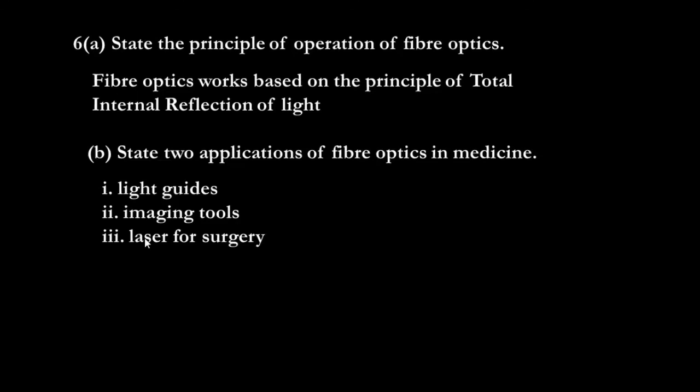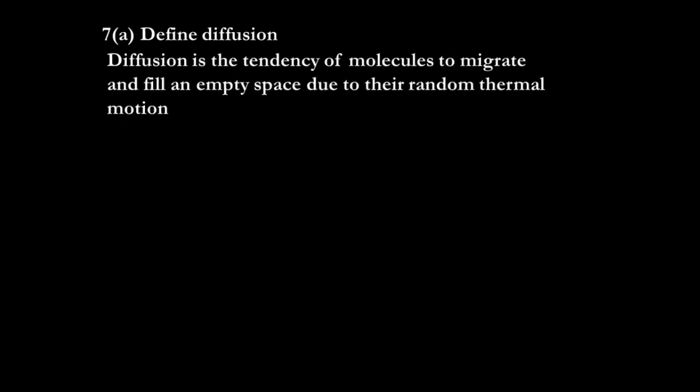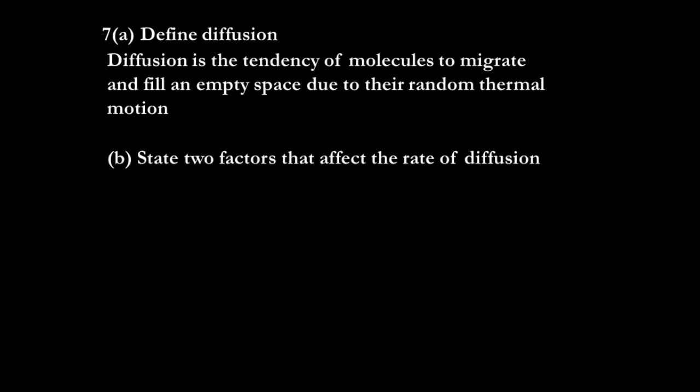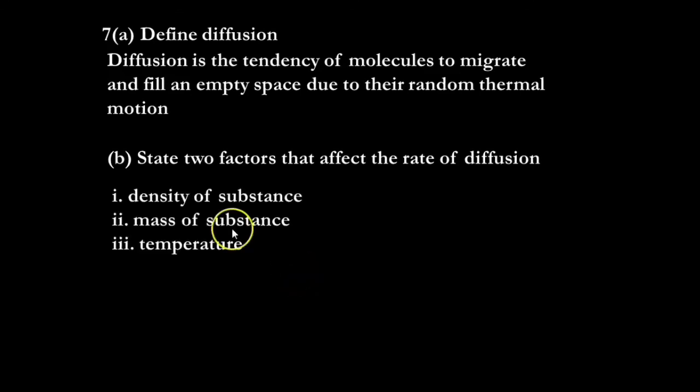Let's move on to the last question, which is question 7. Define diffusion. Diffusion is a tendency of molecules to migrate and fill an empty space due to their random thermal motion. And here we are to state two factors that affect the rate of diffusion. The first one is the density of substance, mass of substance, and temperature. You can list any of these two as the factors that affect the rate of diffusion.